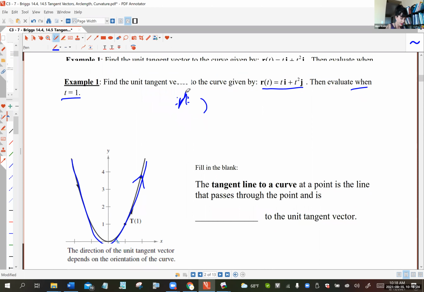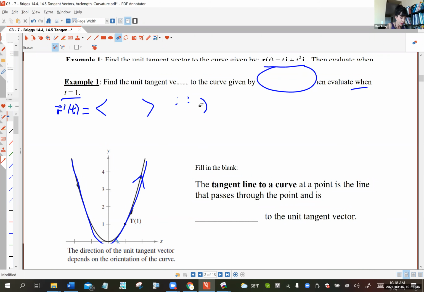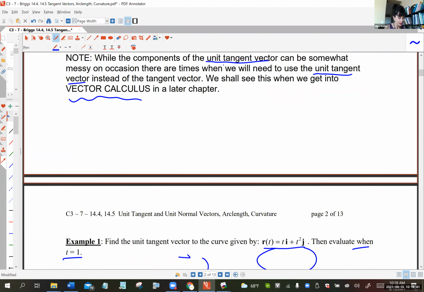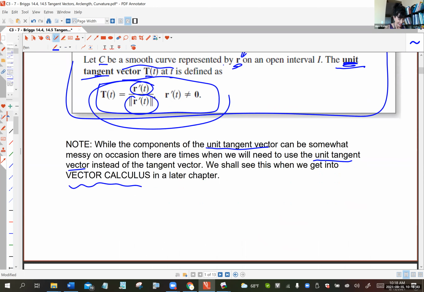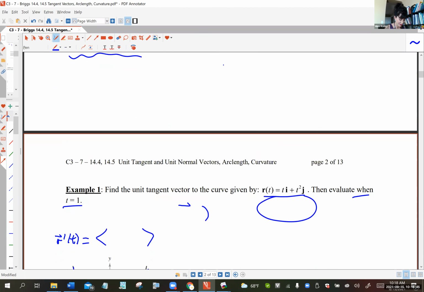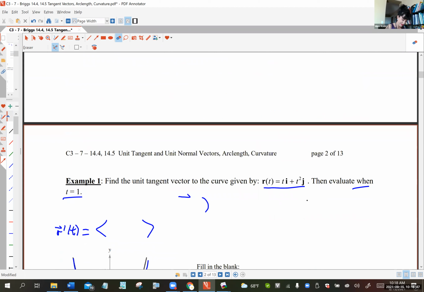Show my erase tool. So R prime is equal to a vector. I'll put my little brackets in there. And so I'm just going to take the derivative of the components for R prime. Okay, so the derivative of t is 1, and the derivative of t squared is 2t.